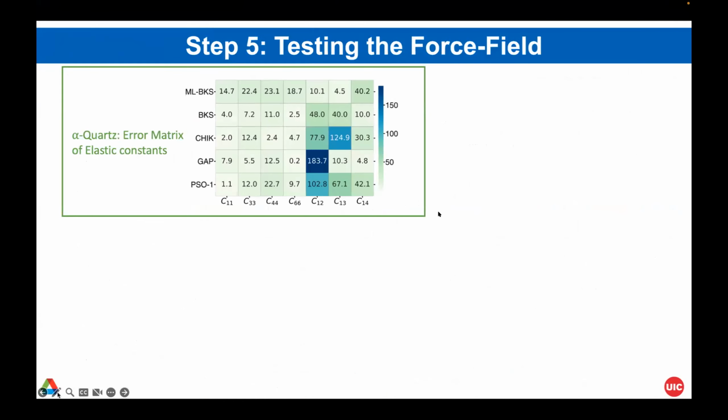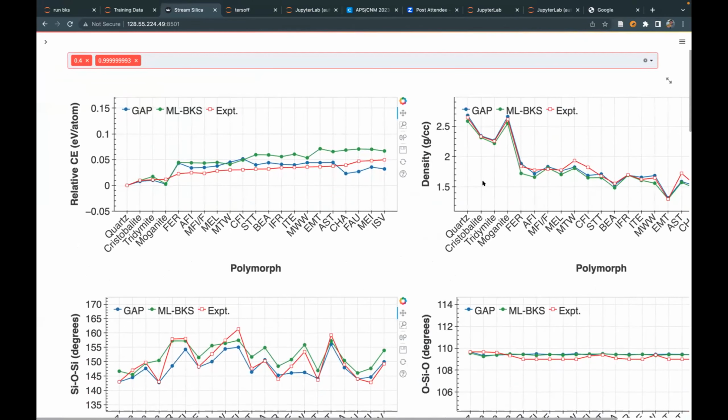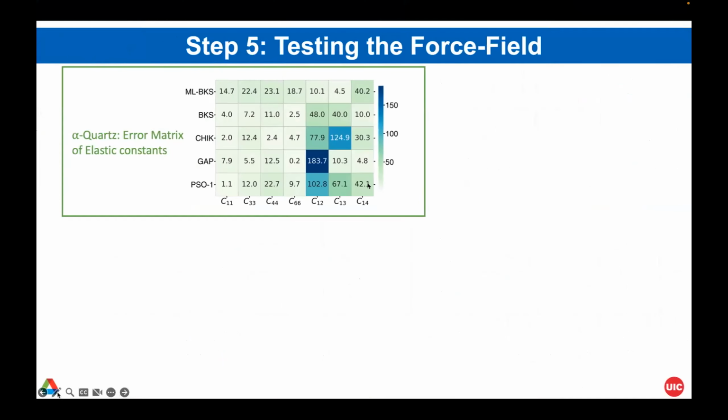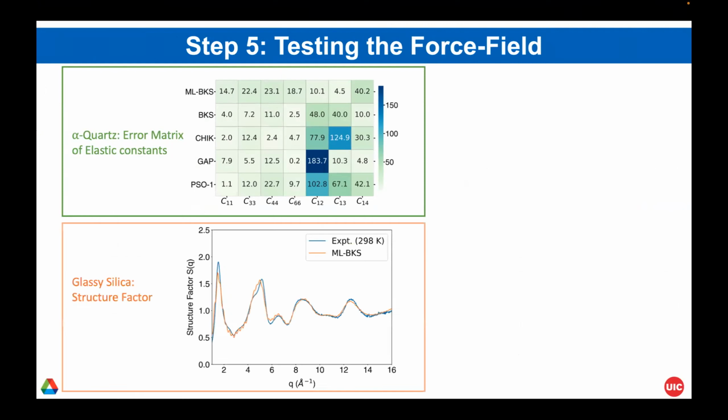And while testing this model, apart from the training data where the density, energy, and the angular details were included, the tetrahedral and the intertetrahedral angles, we were testing out how the force field would do on certain properties, say elastic constants. We see MLBKS sits right on the top here, with this error matrix for each of the elastic constants, and we see it does well. And then we also look at the amorphous structures, and the structure factor seems to be in very good agreement with the experimental values plot.